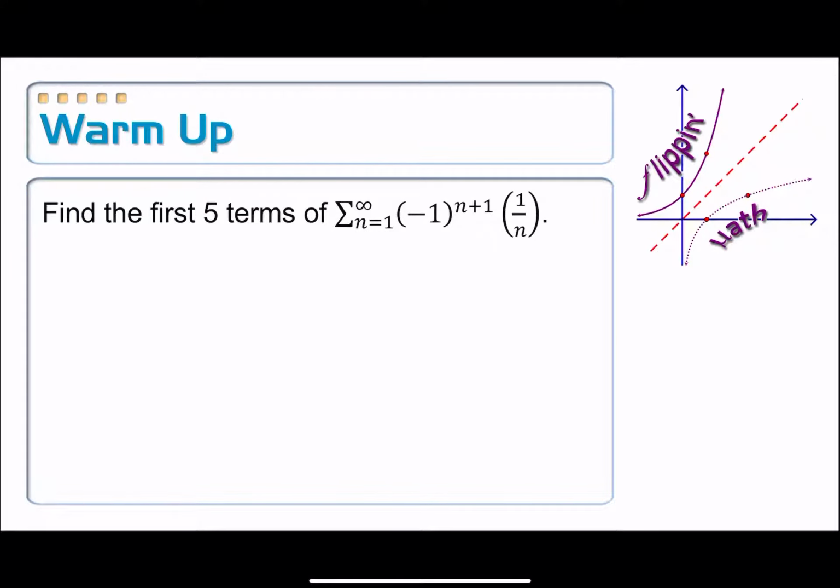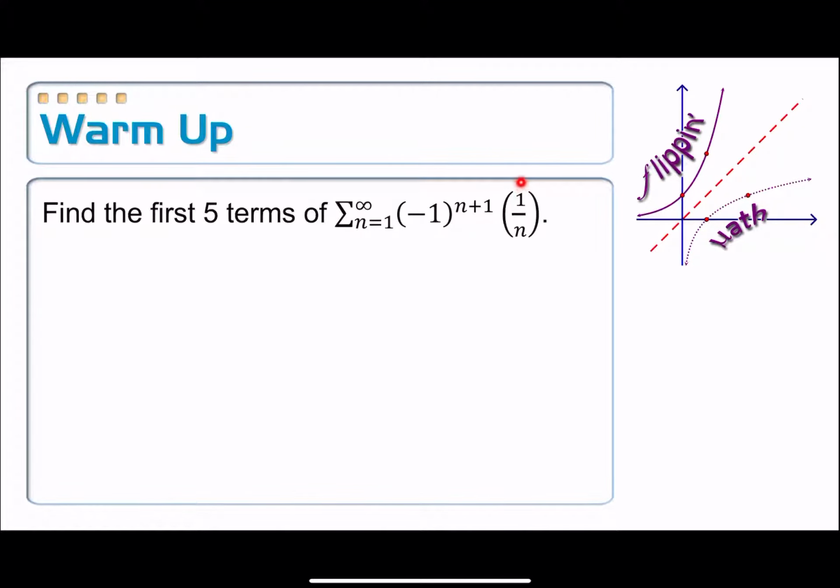Find the first 5 terms of the infinite sum from n equals 1 to infinity of (-1)^(n+1) times 1 over n. So this little guy right here, this (-1)^(n+1), we've seen these in other problems before. This is what's going to be like our alternator. It's going to switch the signs on each one of our terms, because when I stick in 1, 1 plus 1 is 2, -1 to the second power is just 1, and it's a positive 1. When I stick in 2, though, 2 plus 1 gives me a 3, -1 to the third power is going to be negative, and our terms are going to alternate.